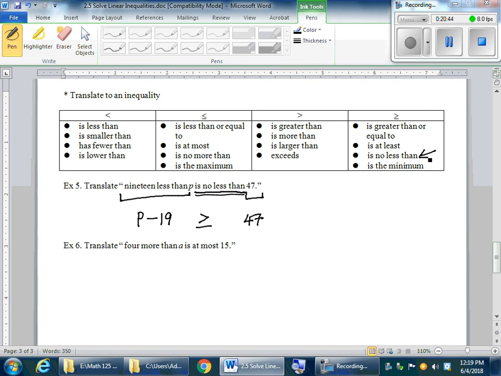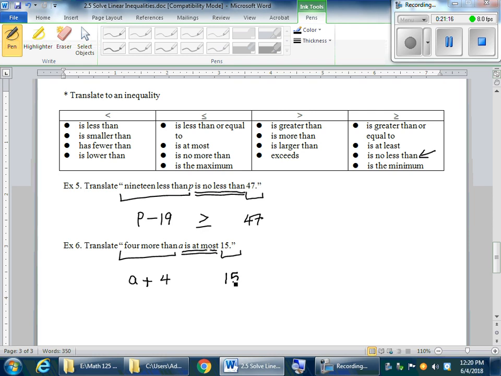Next example, example 6. 4 more than a is at most 15. At most is the keyword for the inequality. Here's my left hand side and here's my right hand side. Let's translate these phrases. 4 more than, so more than is another keyword that flips around. So it will be a plus 4. That's my left hand side. On the right hand side, nothing to translate, so it will be just 15.